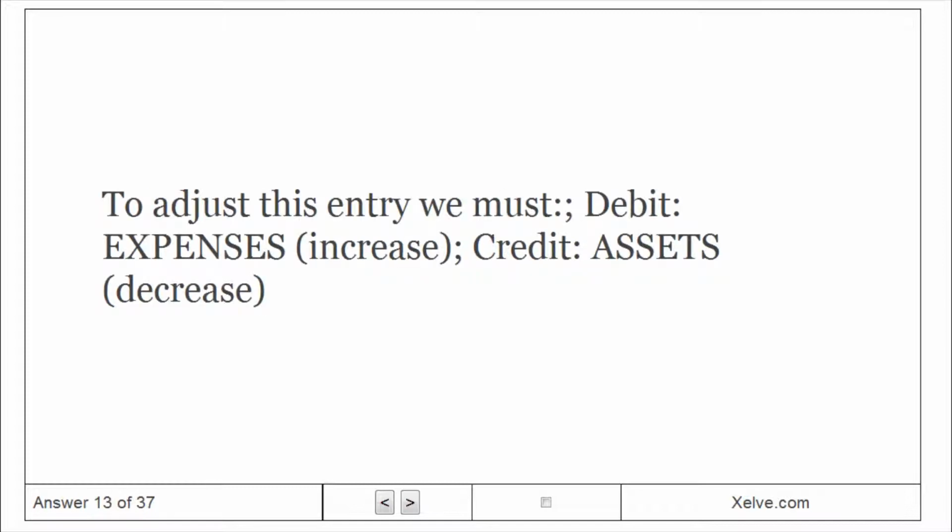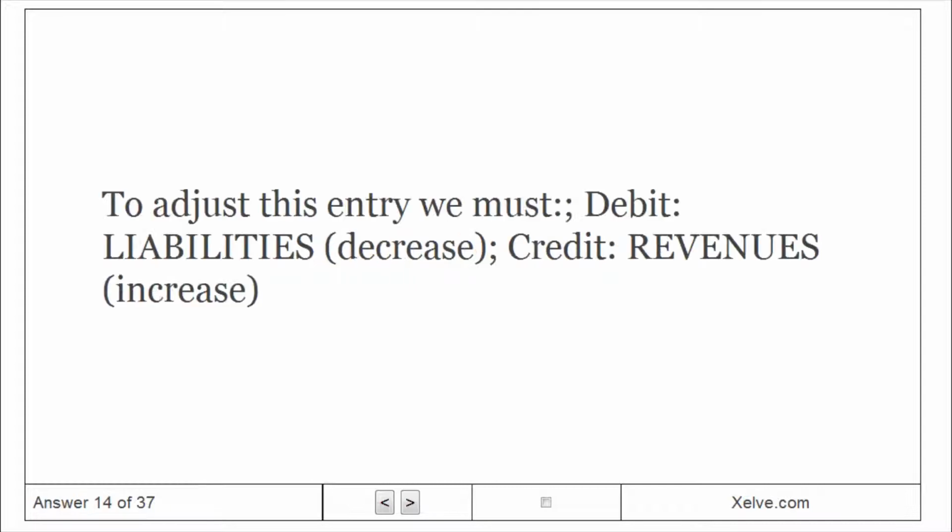Prepaid expense: to adjust this entry we must debit expenses, credit assets. Unearned revenues: to adjust this entry we must debit liabilities, credit revenues.